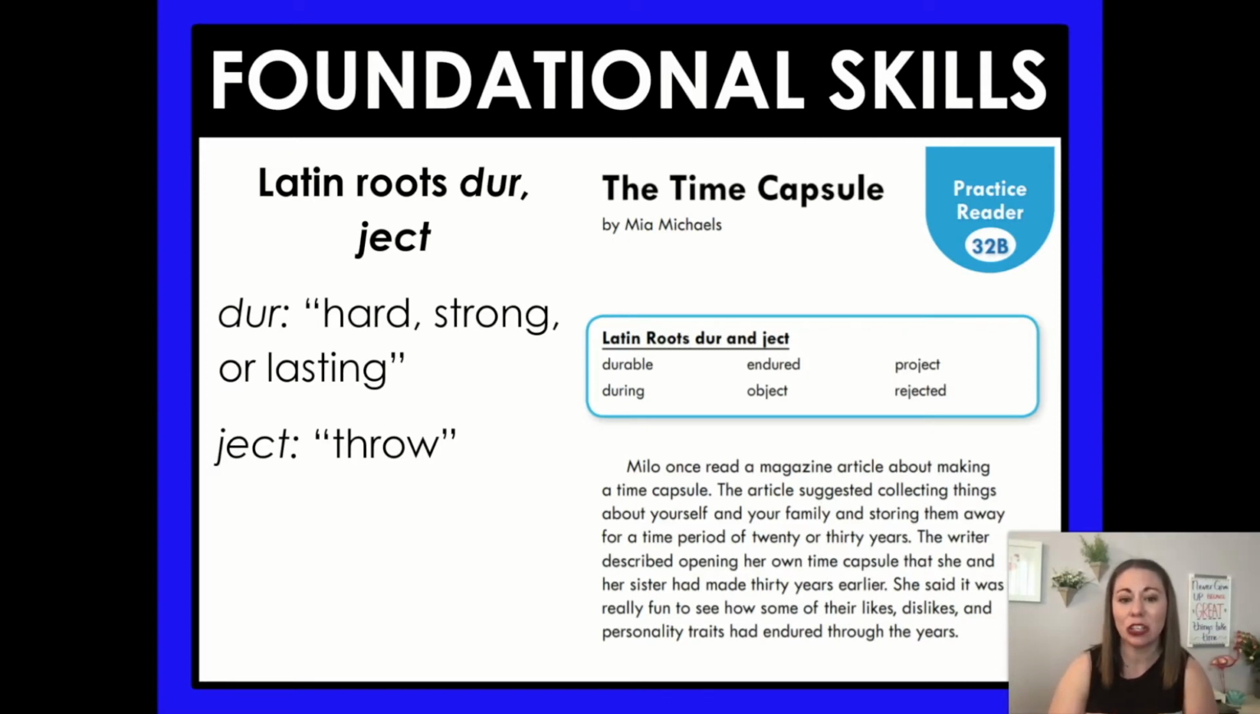Or ject is to throw. So object could be, maybe you could throw an object, right? Throw this pencil, it's an object. Or project, or rejected. And so again, put together that base word with some of the meanings of those prefixes, and that can help us determine the meaning of these words. So you are reading the time capsule. Make sure that you're practicing reading that smoothly and focusing on the words with the Latin roots dur and ject.